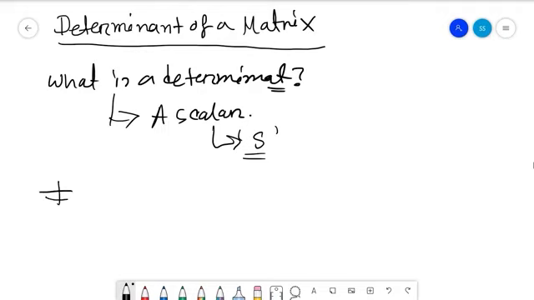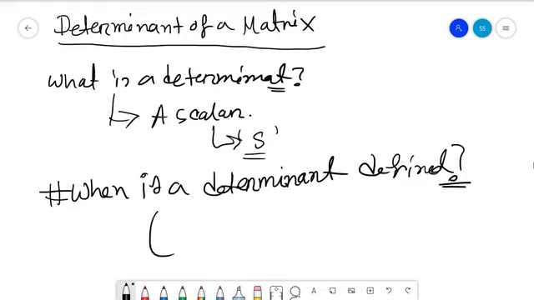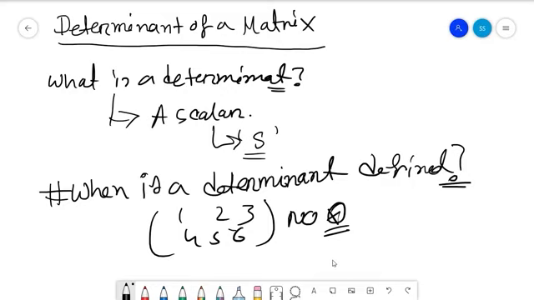Next thing we want to ask is, when is a determinant defined? This is the second question we are asking. So can we do determinant for any matrices? That is, can we compute determinant for any kind of matrix? Let's say you have a matrix like this, 1 2 3 4 5 6. Can you compute a determinant from this? The answer is no. Determinant is only defined for square matrices.